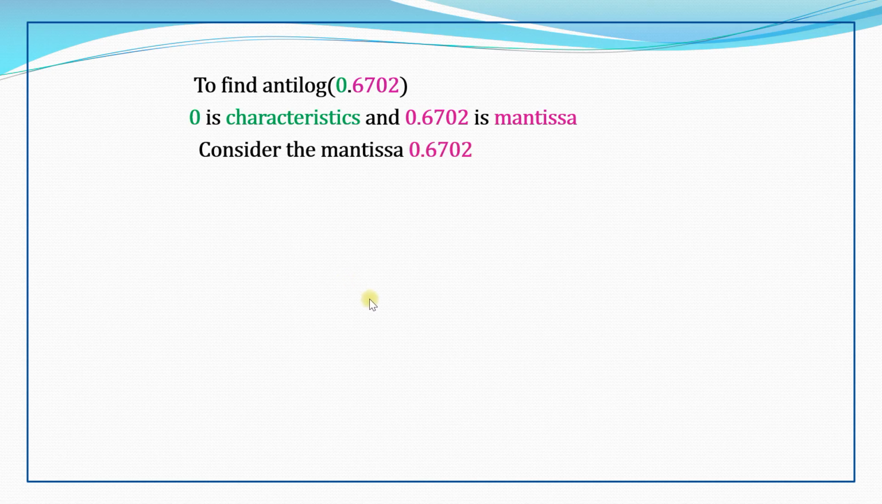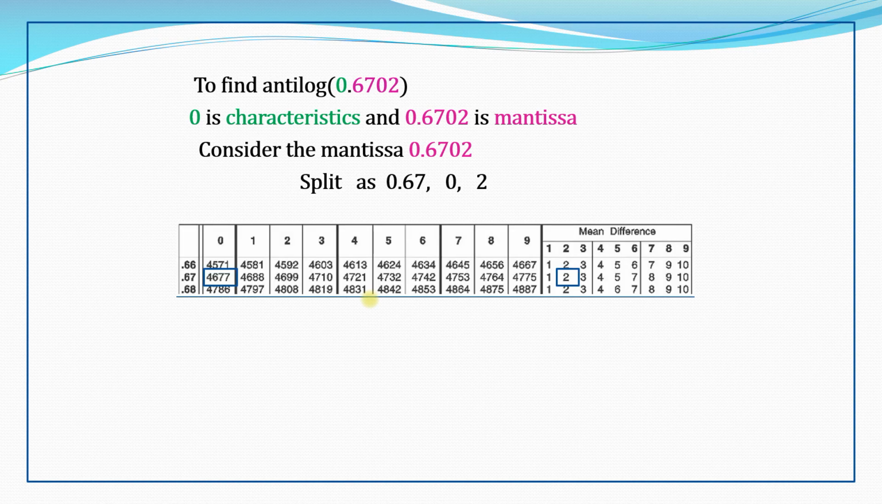Now let's see how to find the anti-log of 0.6702. Remember, 0 is the characteristic and 0.6702 is the mantissa, and this mantissa you are going to consider and split into 3 parts as I've discussed earlier: 0.67 as the first part, 0 as the second part, and 2 as the third part. And look in the anti-log table, the row numbered 0.67, and the column headed by 0.